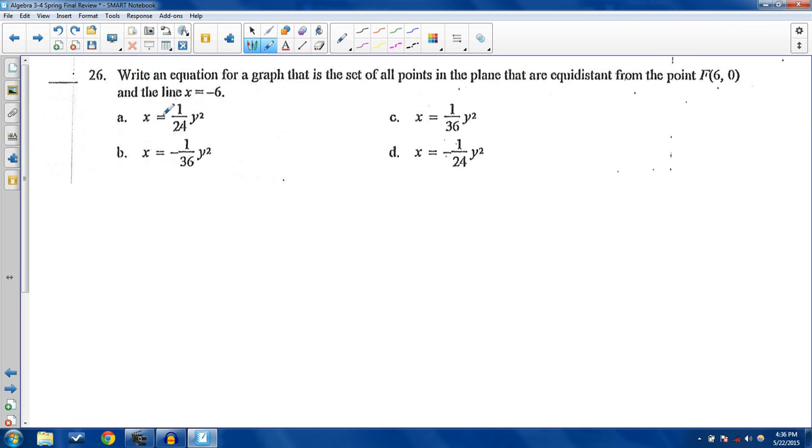Number 26, write an equation for a graph that is the set of all points. Ooh, like locus, right? Locus of points in the plane that are equidistant from the point F and the line x equals -6. So before you even have multiple choice, maybe you already identify that this specific graph, this conic, is a parabola.